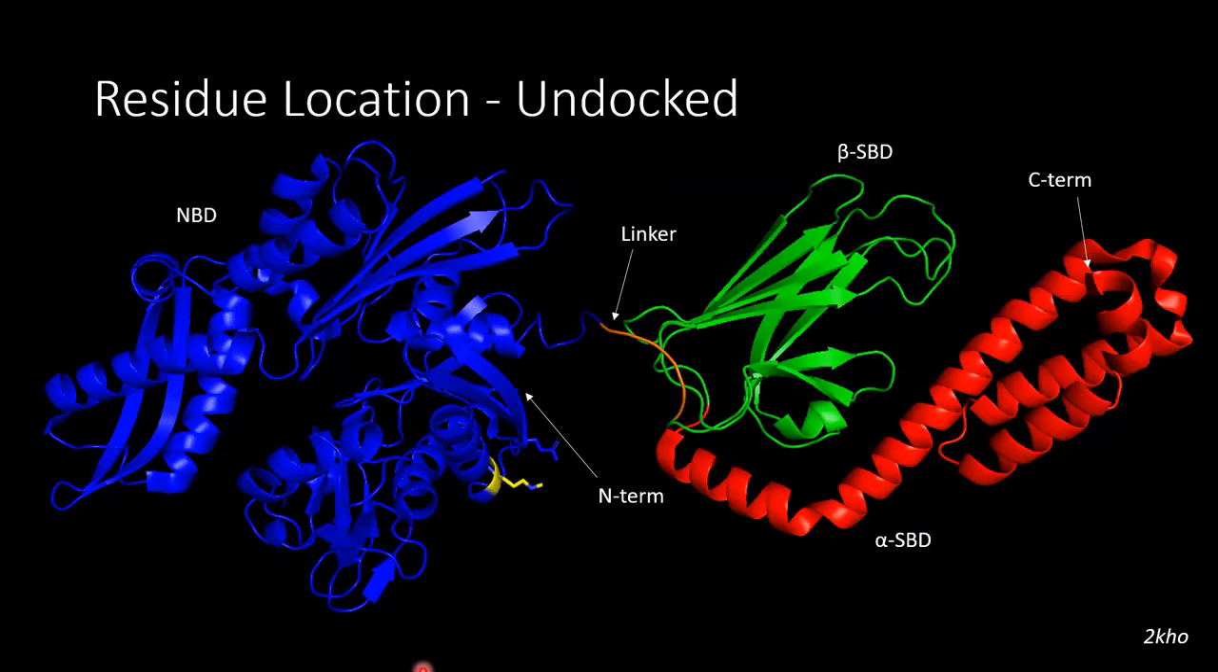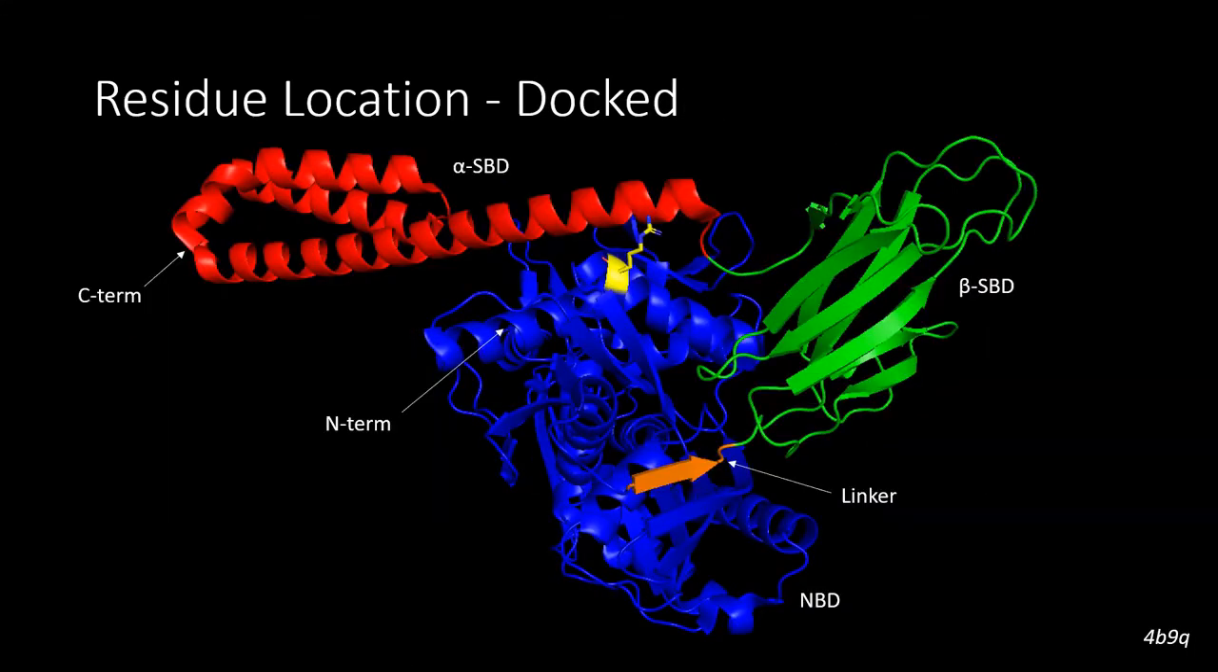Note that the residue is located on the NBD, but is not making any interactions with the SBD in the undocked conformation. Now we're looking at the docked conformation, which we know is the case because the NBD and SBD are interacting and the alpha helical lid is flipped open away from the beta SBD. Now you can see the yellow 163 equivalent residue is right next to the alpha helical lid on the interface between the two domains.